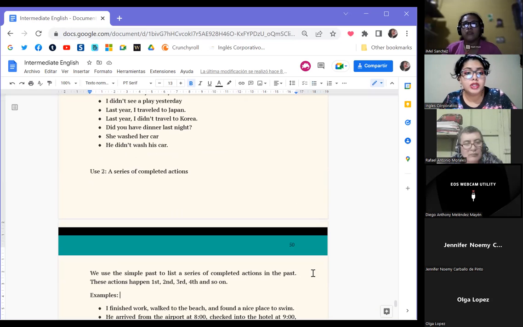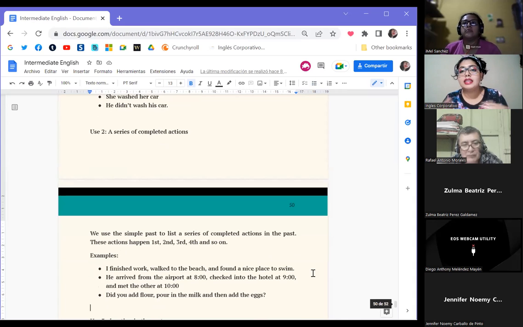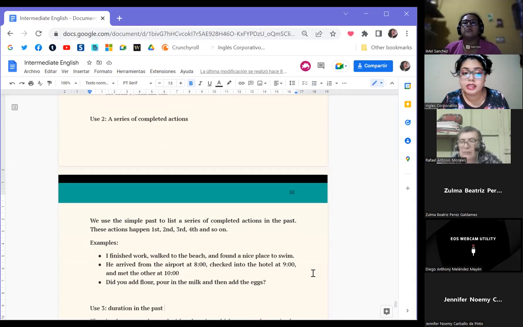Then we have number two, that is a series of completed actions. We are going to talk about some actions that we performed in the past, but there is a list of things that we did. So in this case, we use the simple past to list a series of completed actions in the past. This action happened first, second, third, fourth, and so on. So in that case, we are going to talk about actions that have the same purpose in some cases.